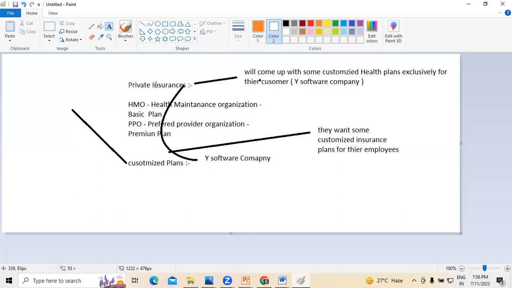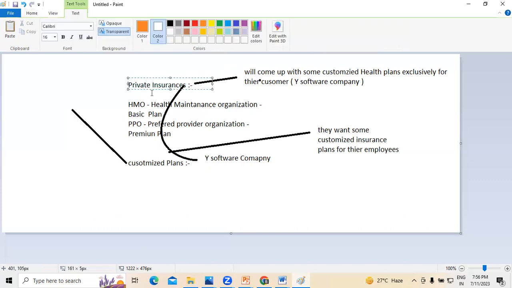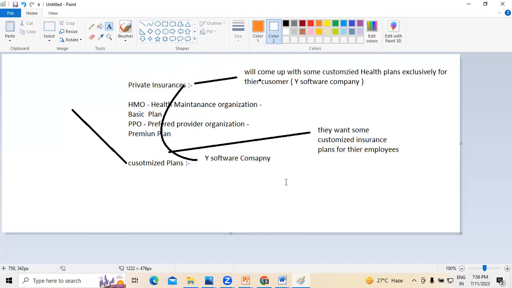Because at the end of the day, what does a private insurance company want? A private insurance company wants to retain their customer. Am I right? Why? Because they get monthly or yearly premium amounts, which is big business. 5,000 employees is big business. So they don't want to lose it.